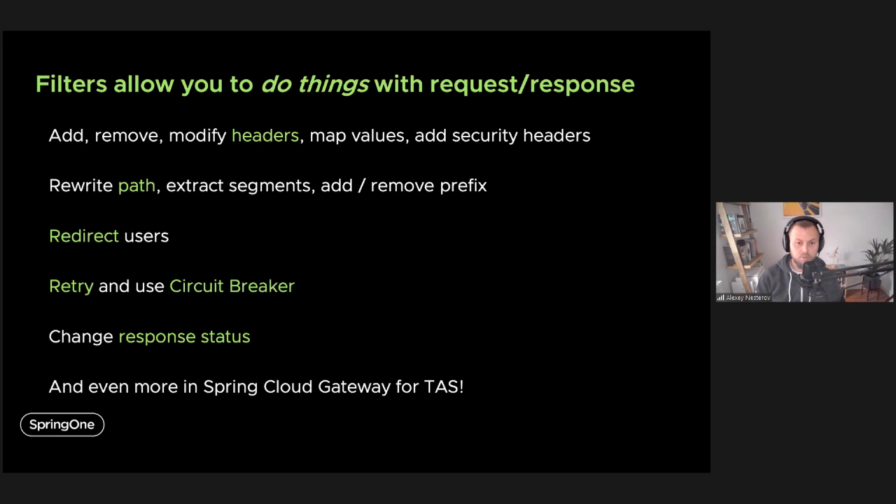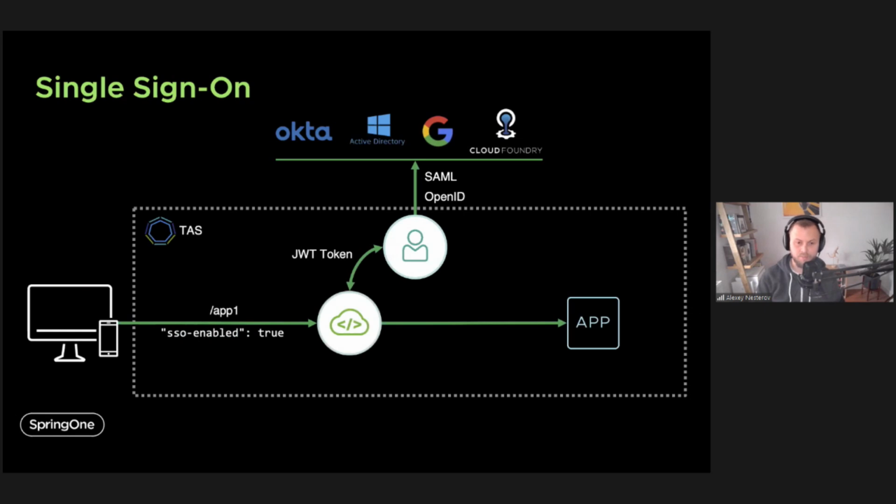So I'm not going to talk too much about these open source filters, and instead I'm going to focus on what Spring Cloud Gateway introduces on top of these filters, in addition to these filters, to make your life easier as a developer. And the first filter I'm going to talk about is probably the most demanded one, which is single sign-on. So before I talk about single sign-on, I want to introduce another product, another service for VMware Tanzu.